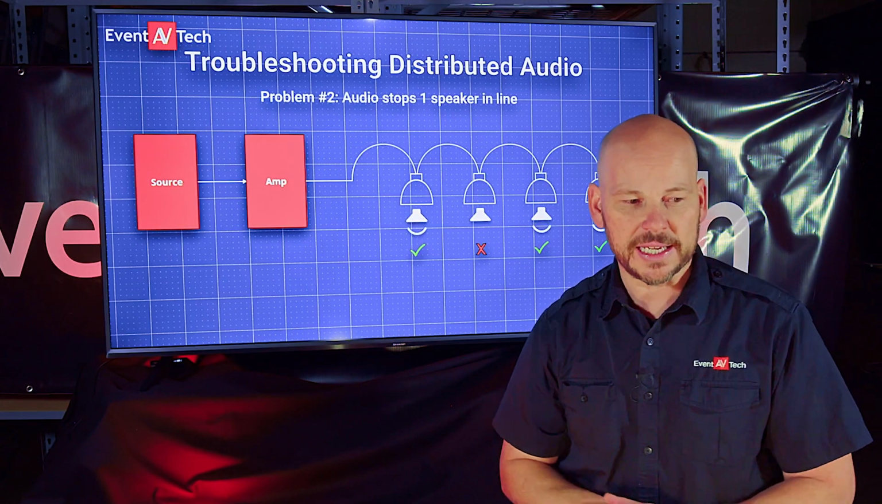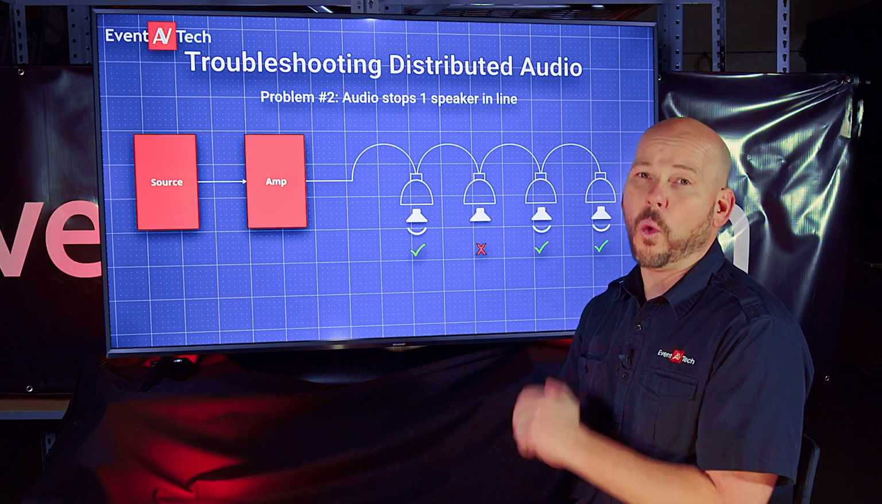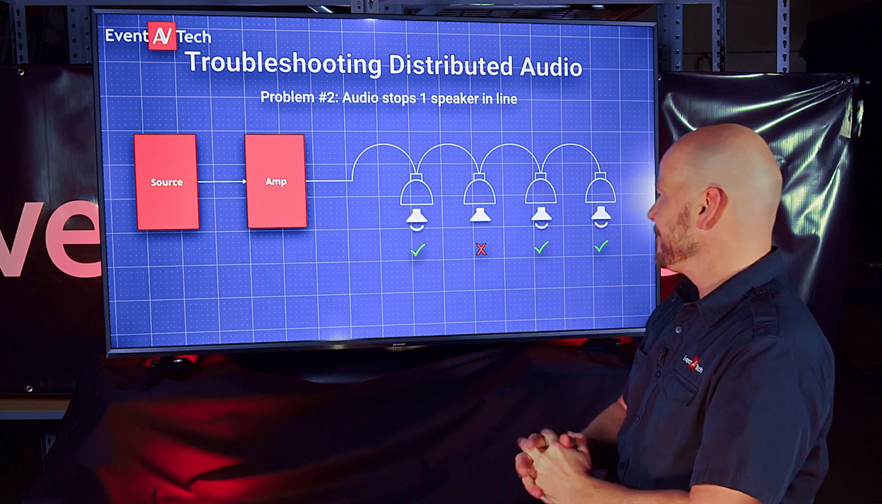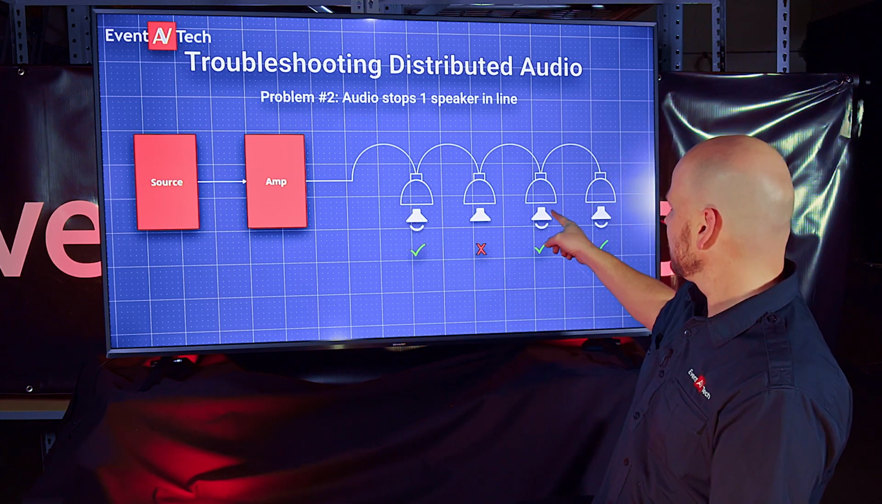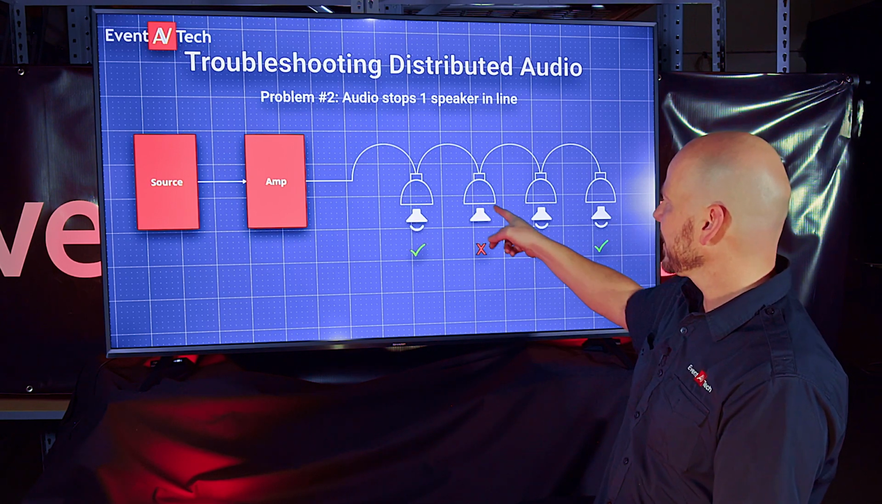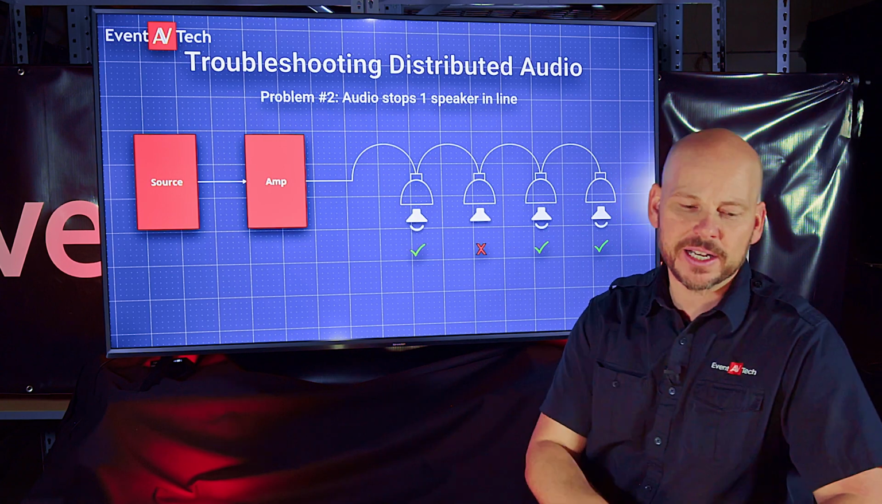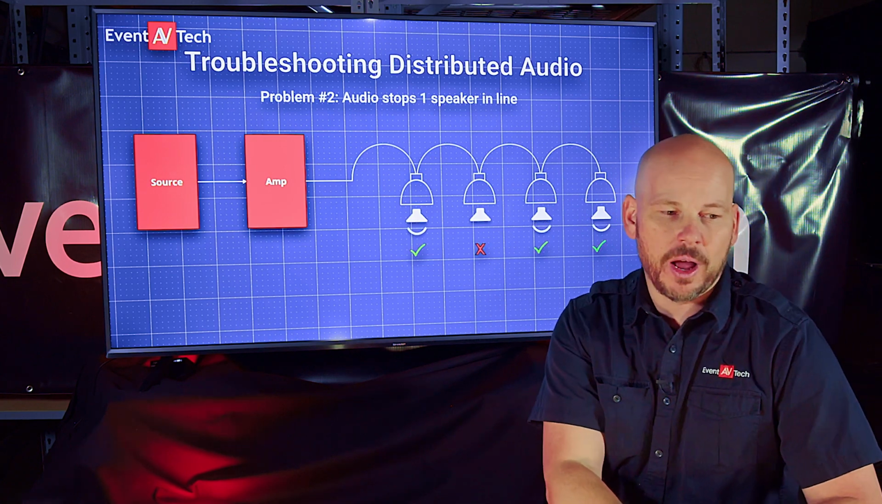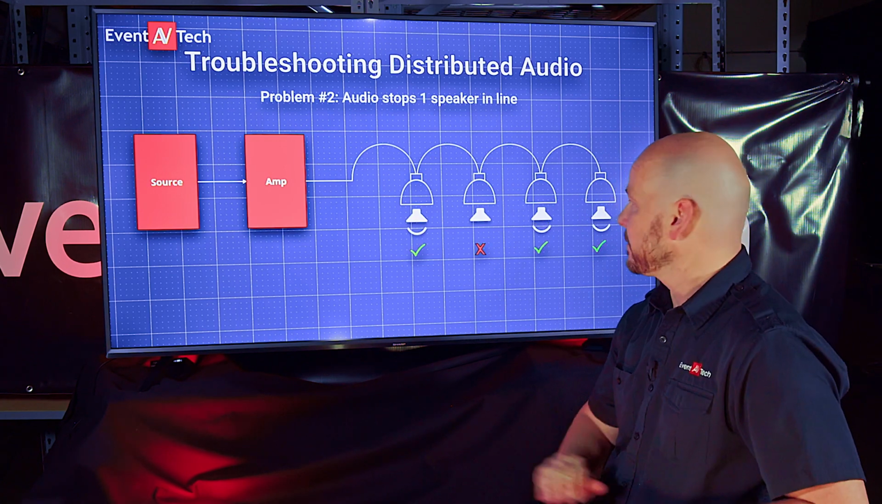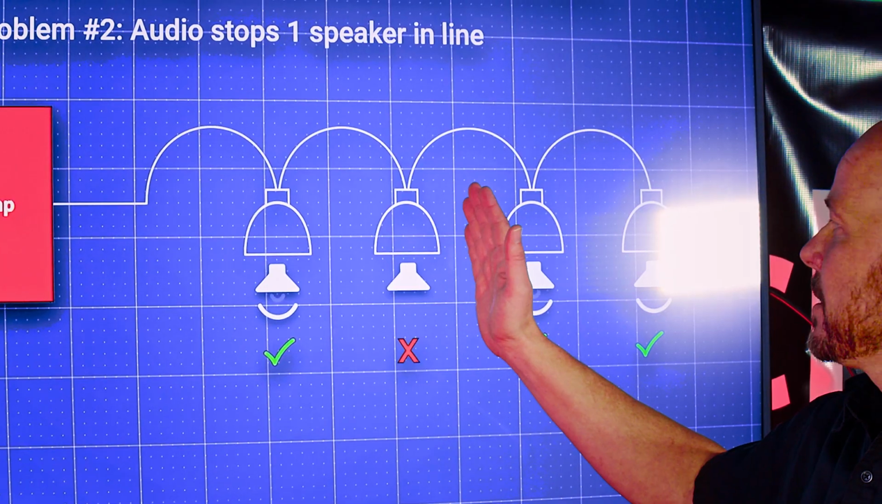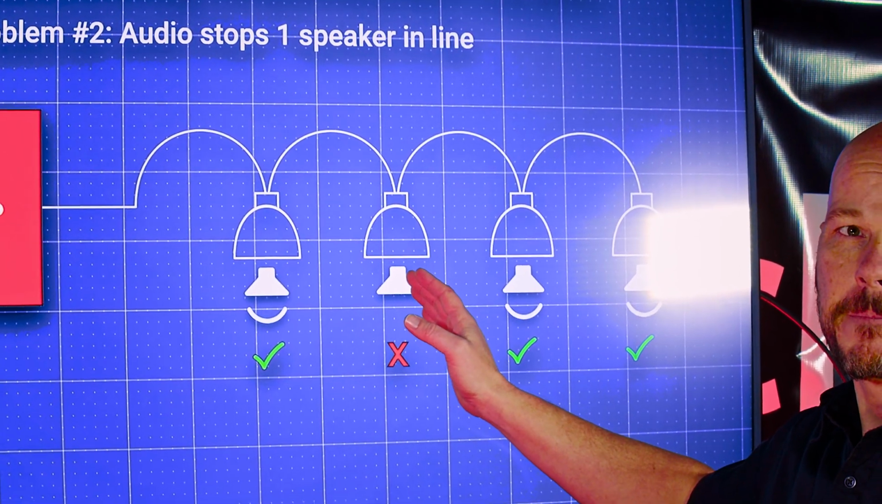The next one is the audio stops one speaker in the line, okay? So speaker 1's fine, 3 is fine, and 4 is fine, but speaker 2 is not working. How am I gonna check this problem? Well, I'm going to start with speaker 2 because that's the one that's not working.